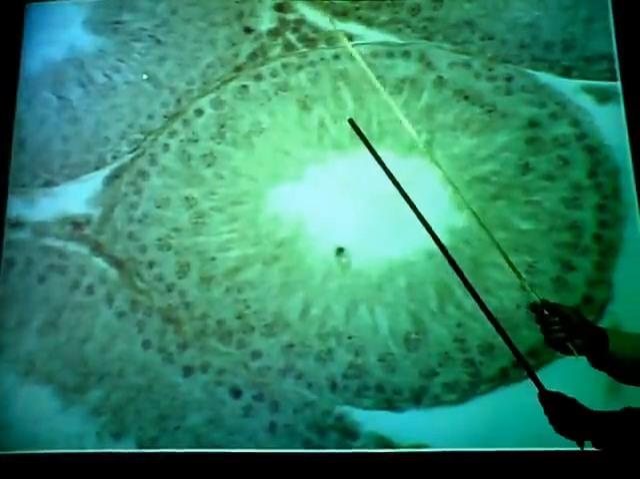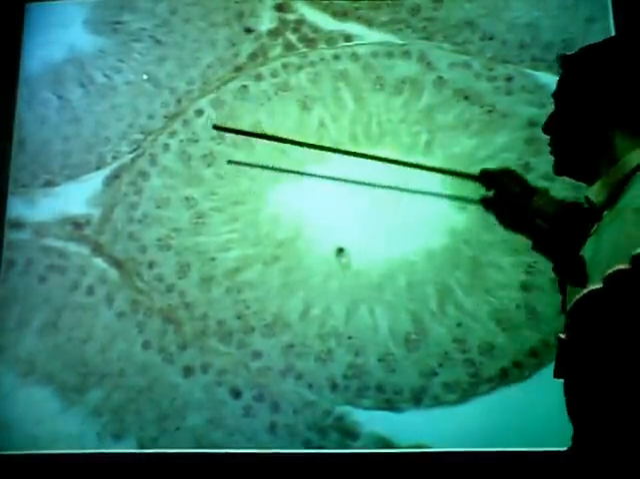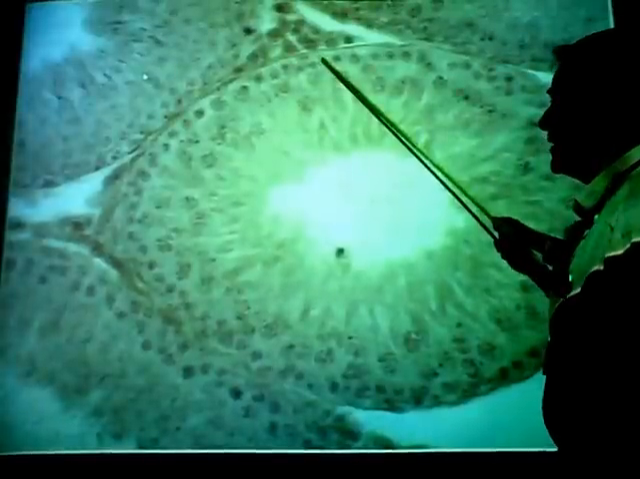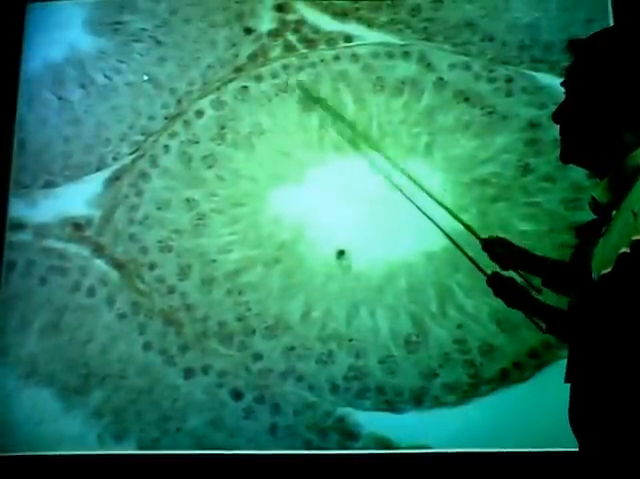Are they always going to be located around the outer edge? They're usually more to the outside. You can see one right there. There's another one right here. There and there, especially. Yeah, they're usually more to the outside of the wall, farther from the lumen.